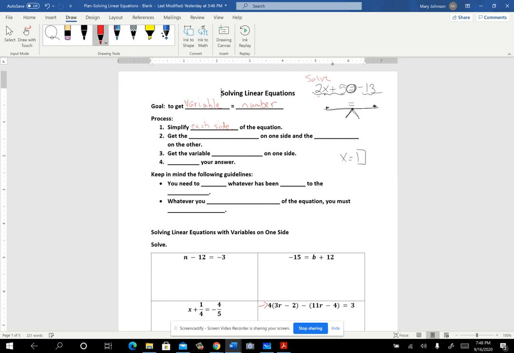All right, then what you want to do is work on getting the variable terms on one side of the equation and the numbers, the constant terms, on the other. Okay, then what you want to do is get the variable by itself on one side.